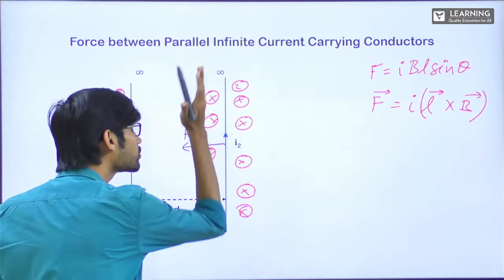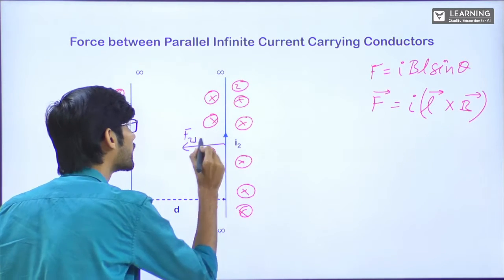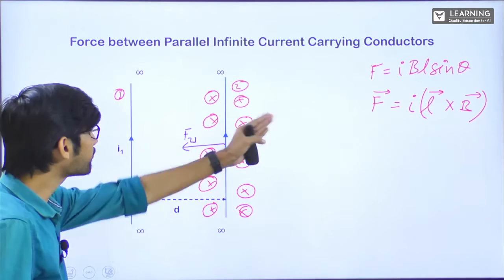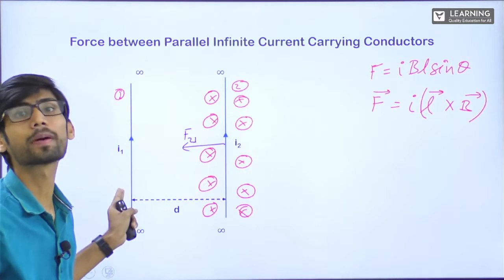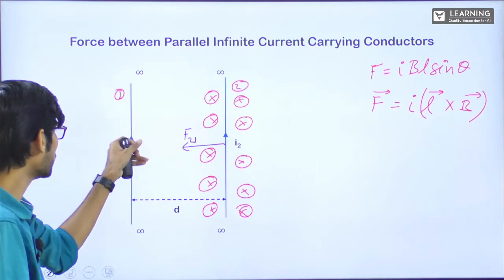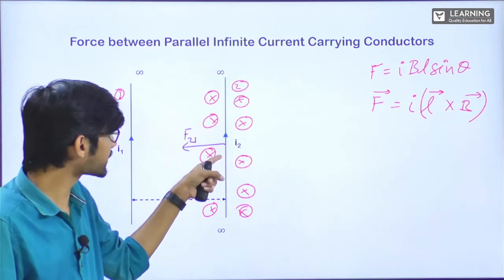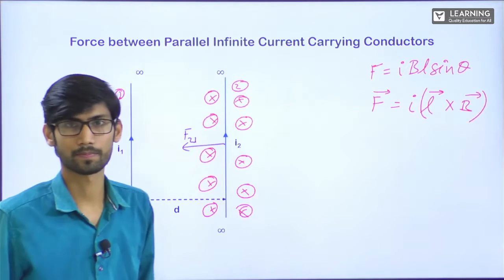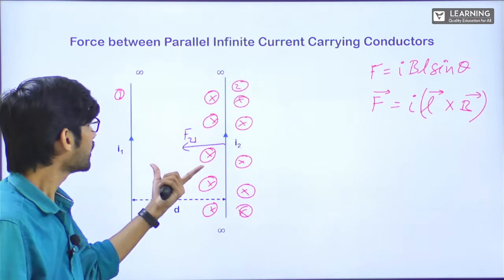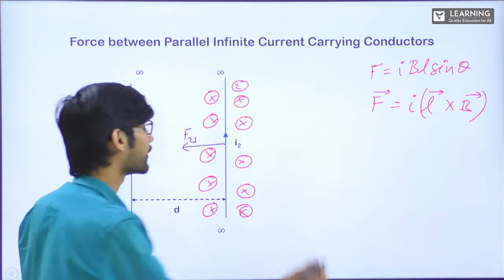This will be the force on this wire due to 1. Why due to 1? Because the force is due to the magnetic field produced by 1. If I remove this wire, there will be no magnetic field here. So basically it is experiencing force because of this. Clear? Now we got to know the direction. Let us find the value.